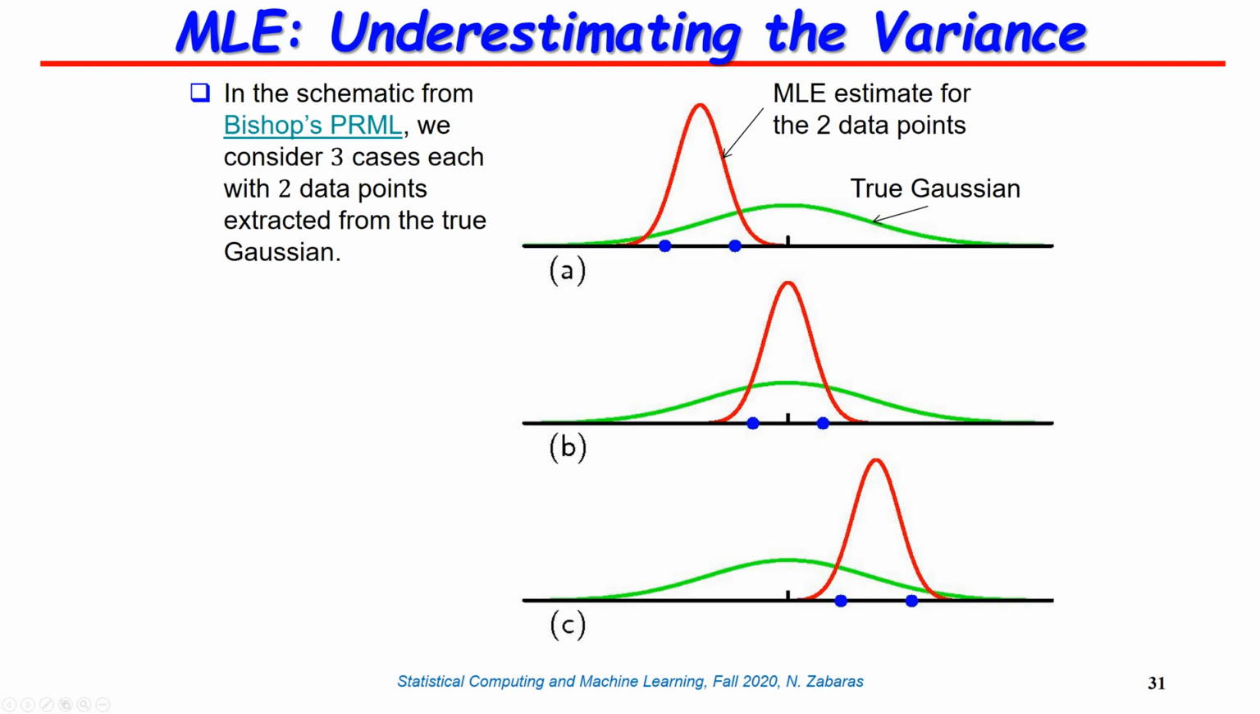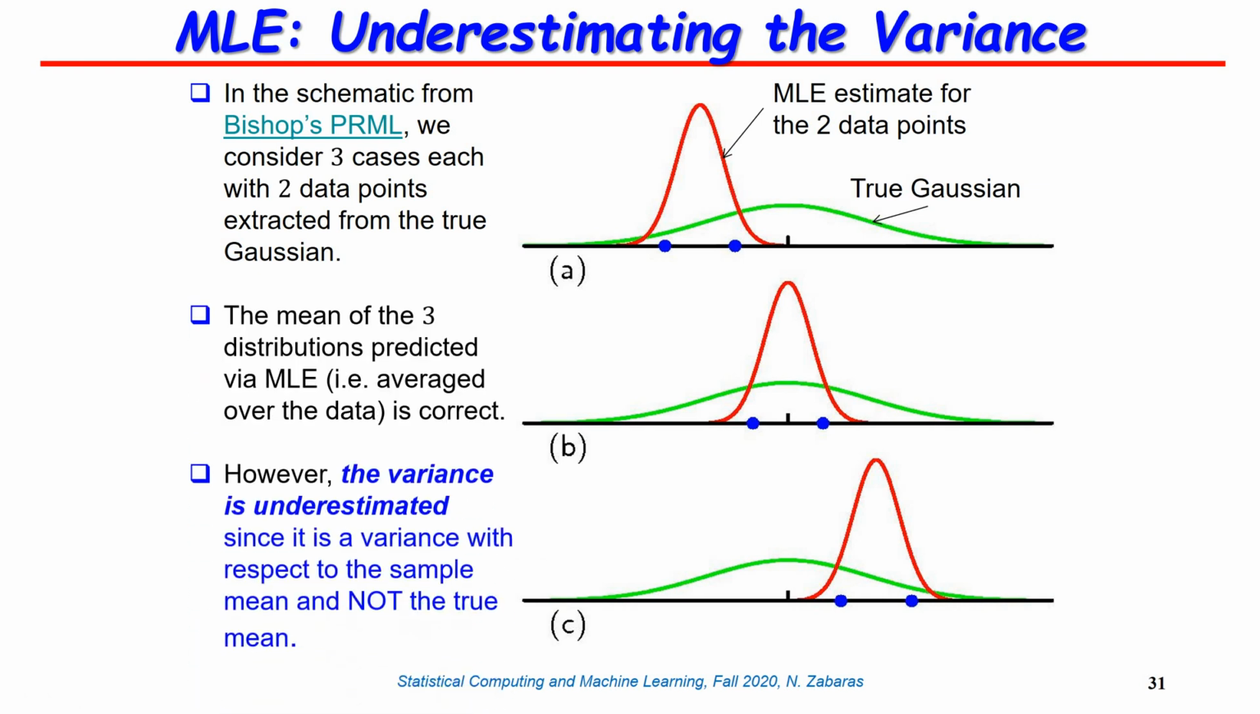And the reason you underestimate has to do with the fact that this sample variance is with respect to the sample mean, right? Not with respect to the true mean that you don't know. So what you see here, this underestimation of the variance, is exactly the cause of overfitting that we discussed for least squares estimates, and we will soon see it as the MLE estimates for a Gaussian likelihood as well.